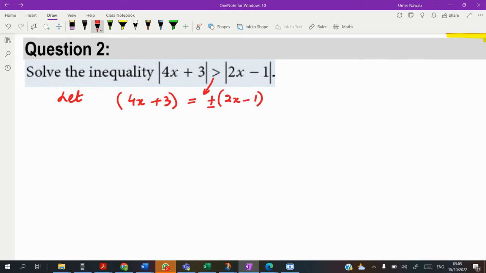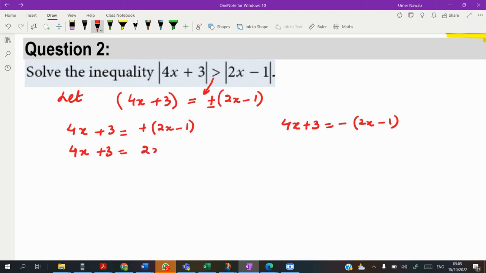We write plus minus sign at the back. Now this equation gives two equations. So 4x plus 3 is equals to plus 2x minus 1, and 4x plus 3 is equals to negative 2x minus 1. 4x plus 3 is equals to 2x minus 1. 4x plus 3 is equals to, this minus will change the signs. So minus 2x plus 1.